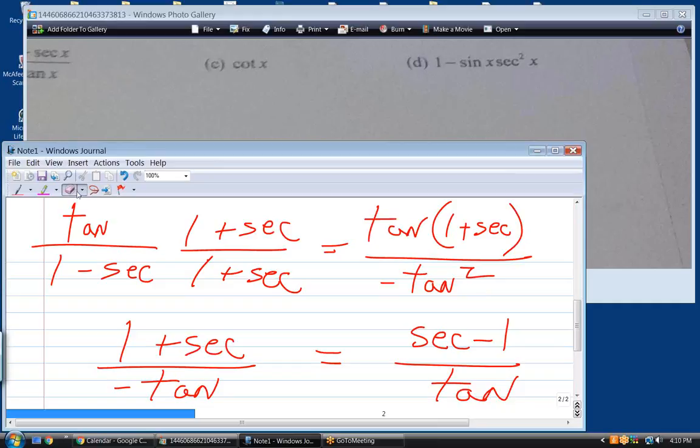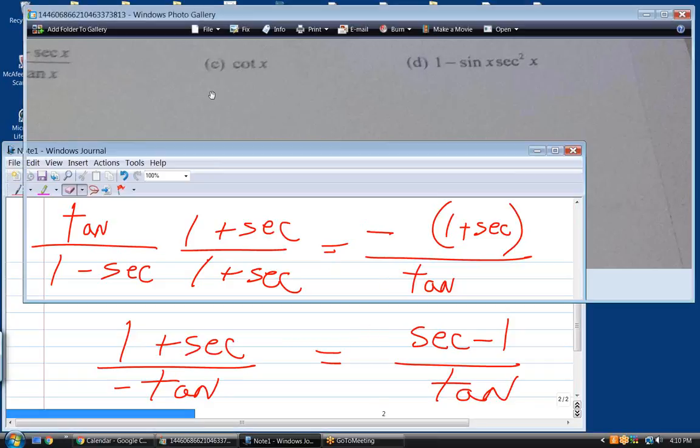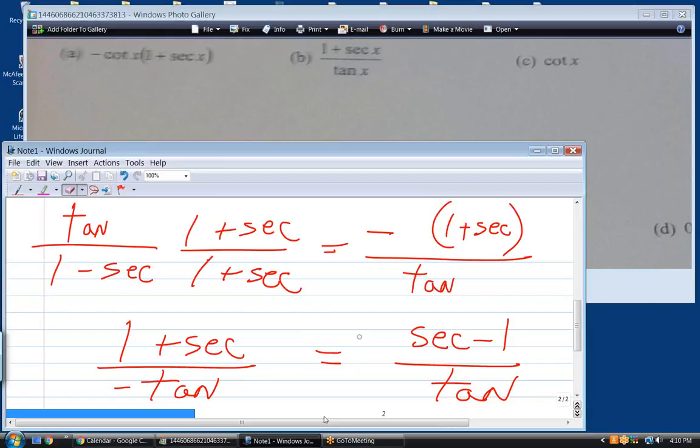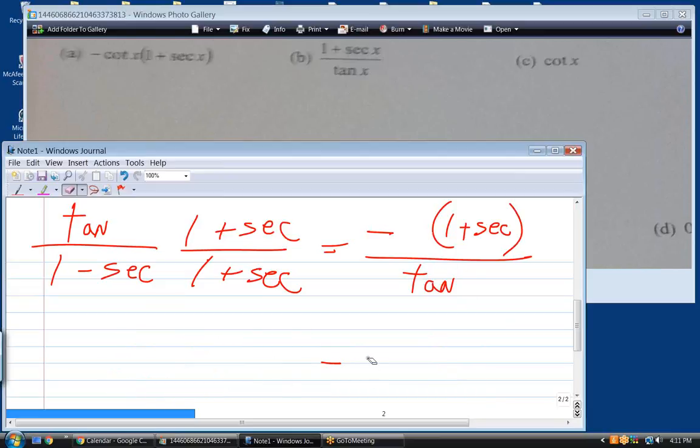And now I can lose that, and I should have this as an answer. 1, and I think that that is not that answer, but it is A. Notice what A is. In other words, this is our answer, the top. And I can put that minus sign wherever I like. I'm going to put it down there. And notice that negative cotangent is the same as 1 over negative tangent. So A is the correct answer.